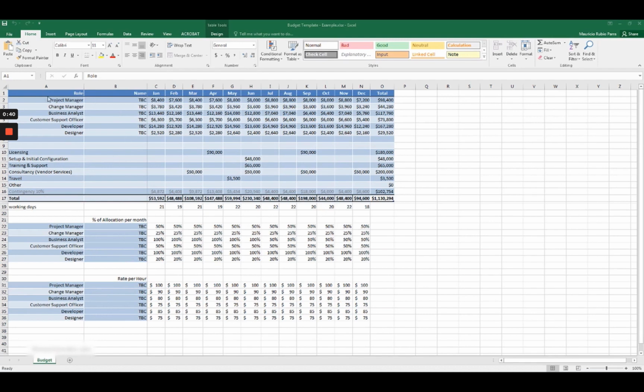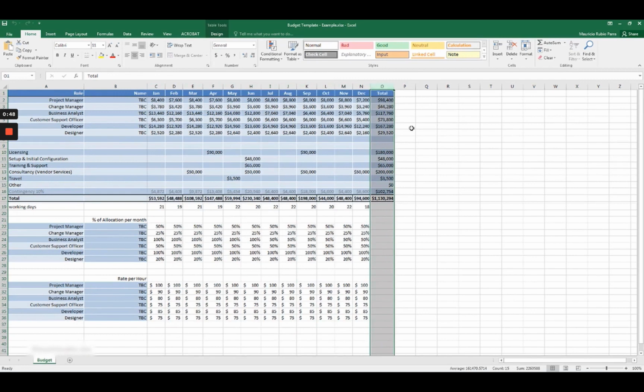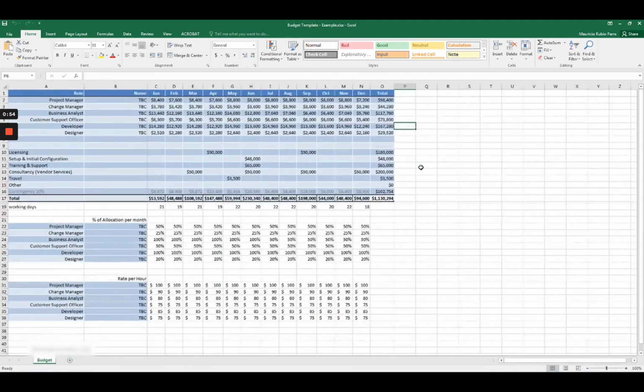So we have here at the top a column for the role, the name of the resource that's going to be working on the project, and the month of the year. And finally, we have a total, right? And I'm going to make this a little bit bigger just so it's easier for you guys to read. Let me just leave it a little bit smaller.